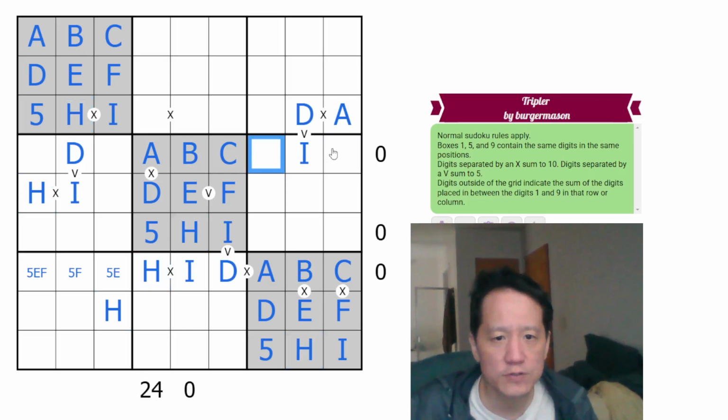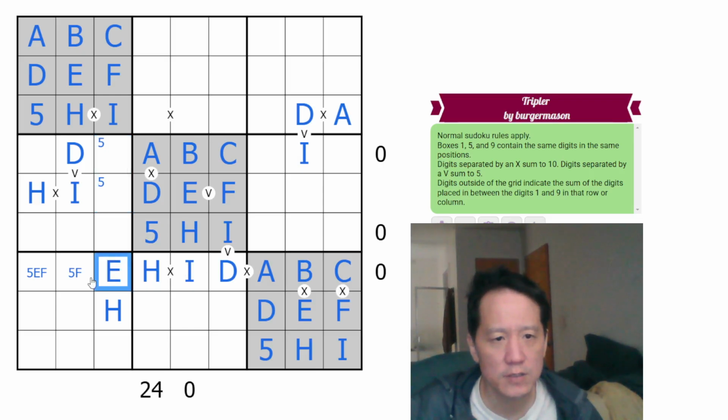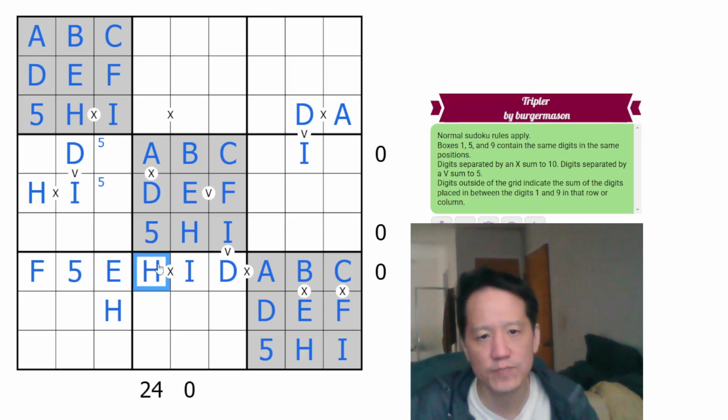H is one of these two. 5 can't be here, 5 can't be here. Where is 5 in box 4? It has to be one of these two cells. Which means this can't be 5, so this has to be E. This can't be 5 or E, so it must be F because of this 5 and this E. Therefore, this must be a 5.